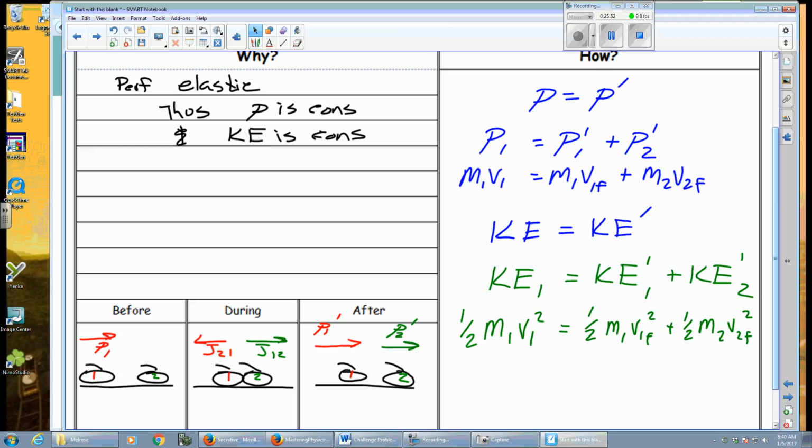There you go. 2 equations, 2 unknowns. You know M1, you know V1, you know M2. You're only left with V1 final and V2 final as unknowns. Yep, the blue M1 V1 and the green half M1 V1. 2 equations, 2 unknowns. Drop them together into something like Wolfram and have it solve them for you. After all, it's not math class.